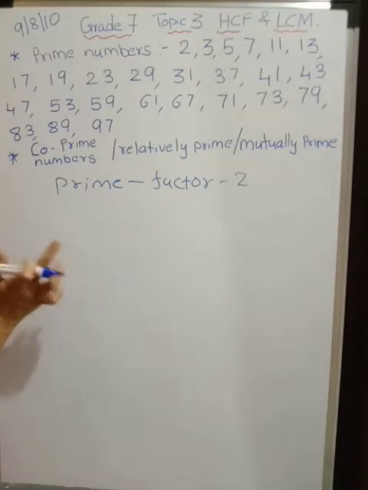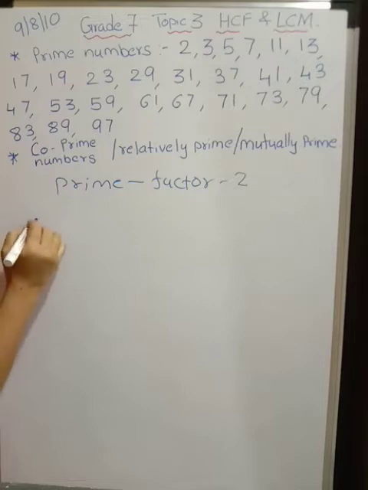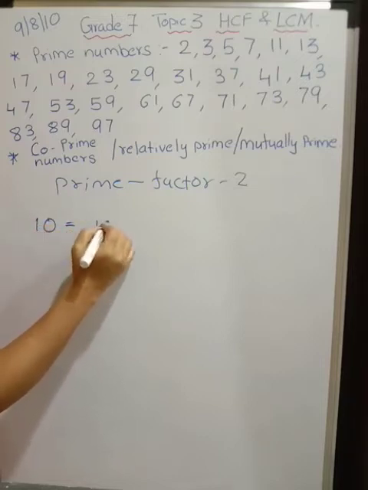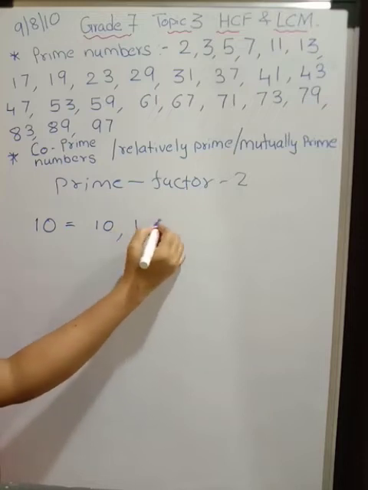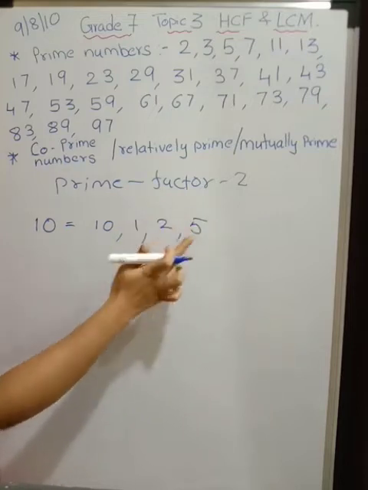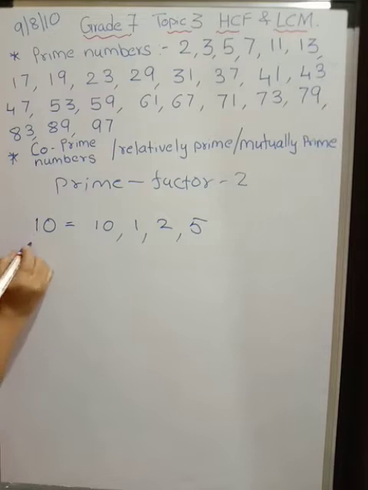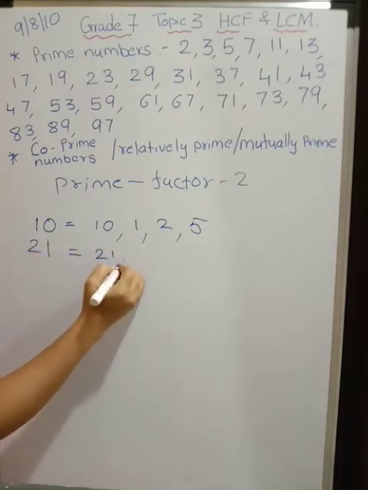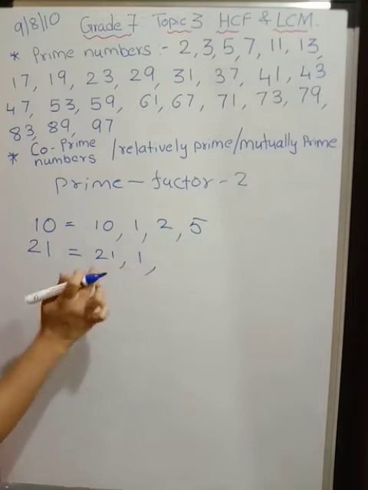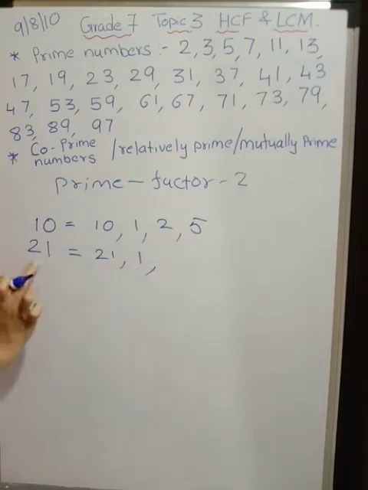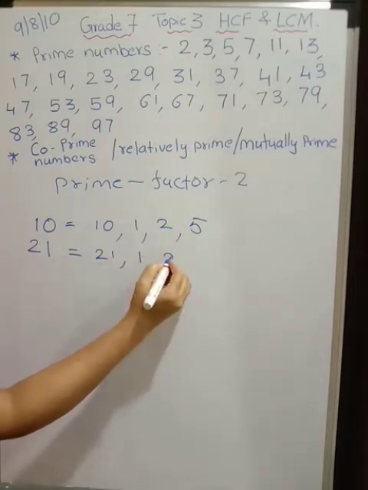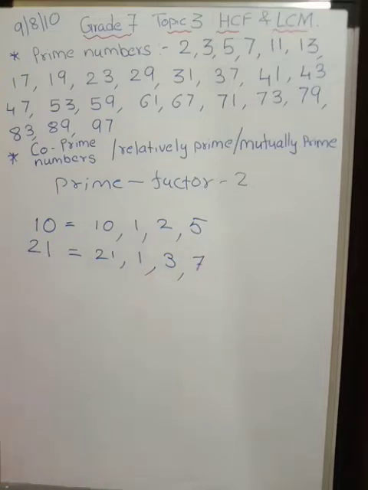Okay, listen carefully. Let us take an example, 10. What are the factors of 10? Just now we have listed. 10 is divisible by 10, 1, 2 and 5. These are the factors of 10. Now, let us take another number, 21. What are the factors of 21? The number itself and 1, which is common for all numbers. Apart from that, 21 is divisible by 3 and 7. So these are the factors of 21.